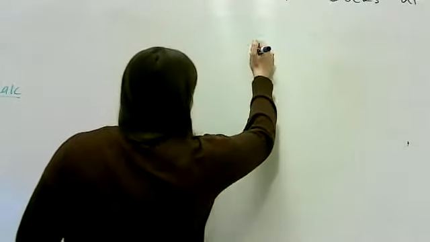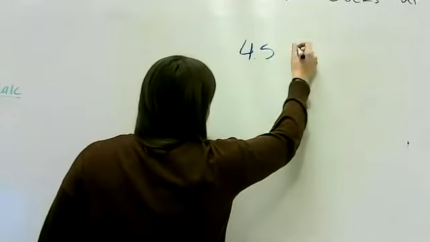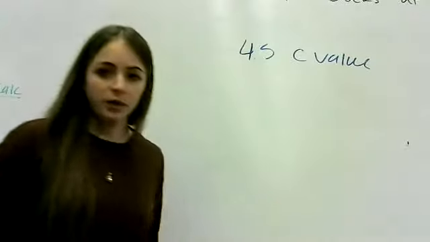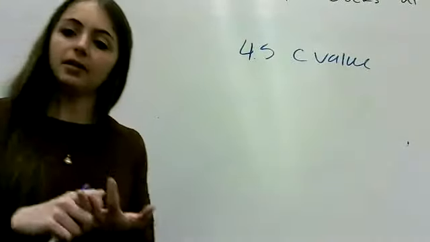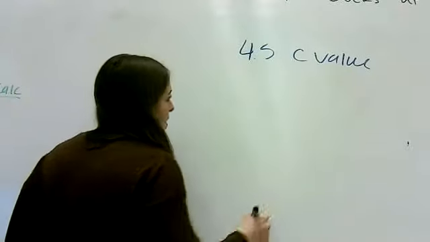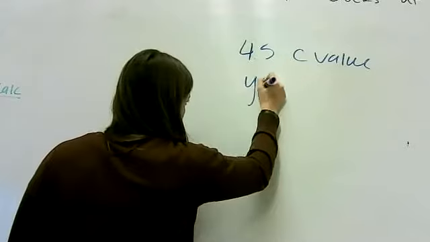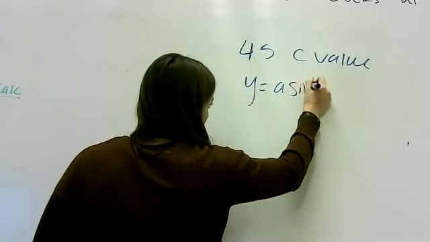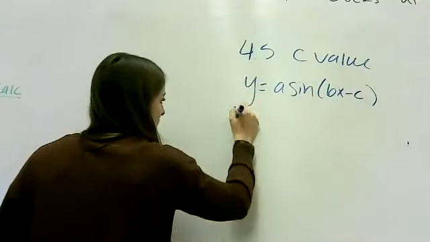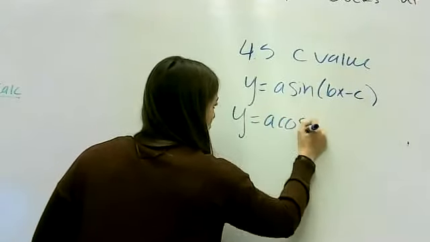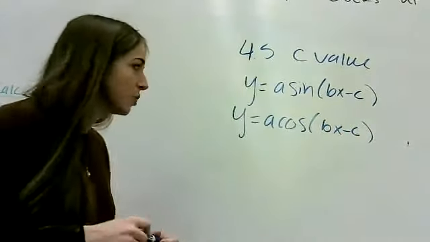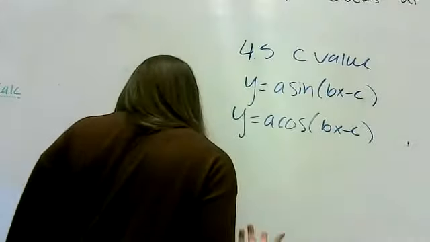So we are moving on to the portion of 4.5 that's dealing with a C value. Keep in mind we've dealt with A values, B values, negative A values, and now a C value. When dealing with a C value, the function would look like A sine quantity bx minus C, or A cosine quantity bx minus C. The C value comes inside the parentheses, and the parentheses are important here.